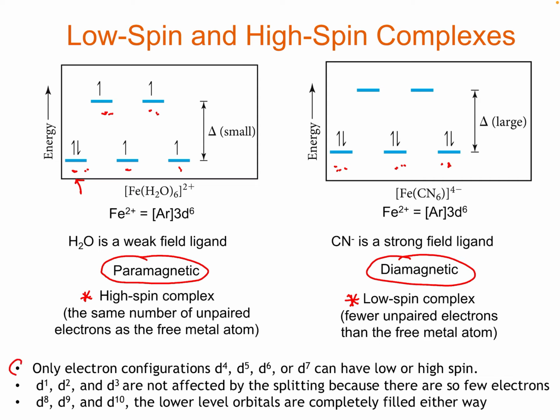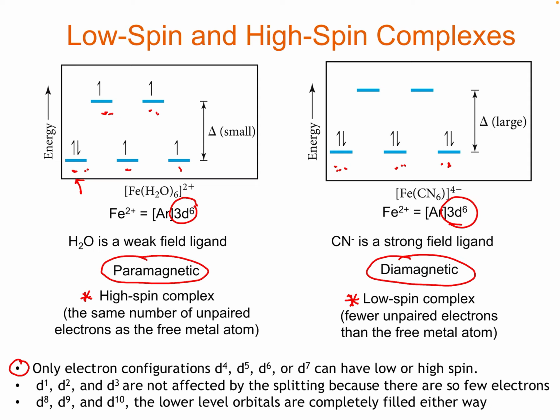I want to point out that only the electron configurations that are d4, d5, d6, or d7 can have a low or high spin. And here, this is d6. This is telling us how many electrons we have in the d orbitals. Both of these are d6. And so it only matters for d4, d5, d6, d7.